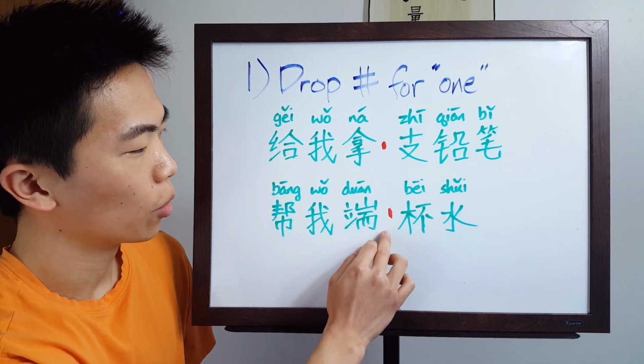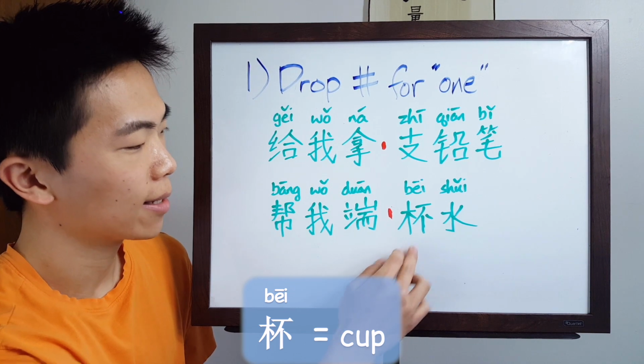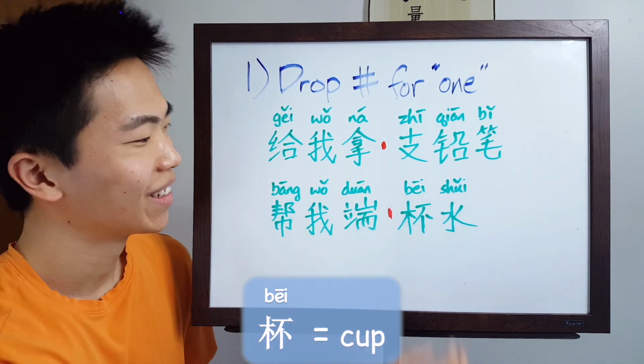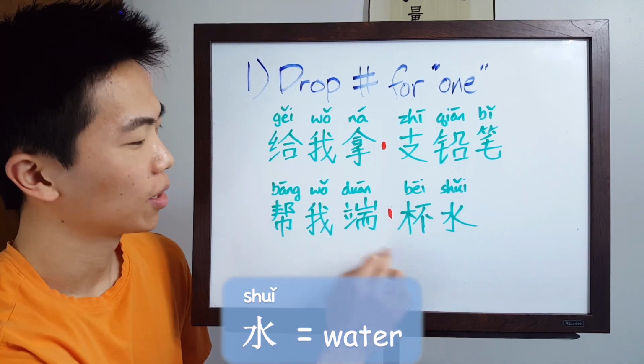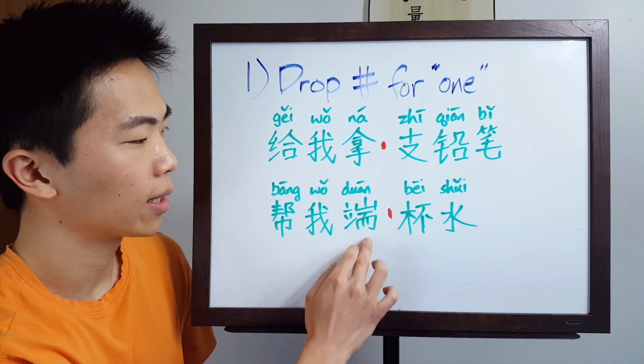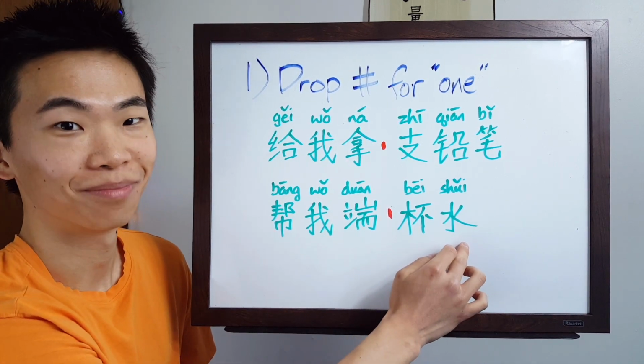And then your 1 would be right here. 杯 is cup, and then 水 is water. 端杯水 means to carry a cup of water.